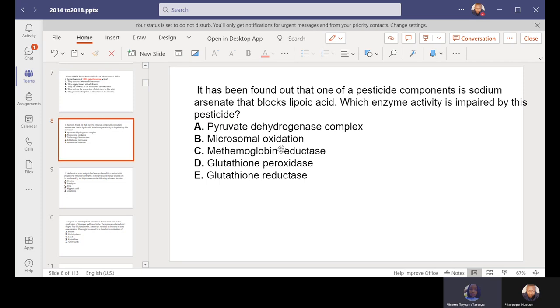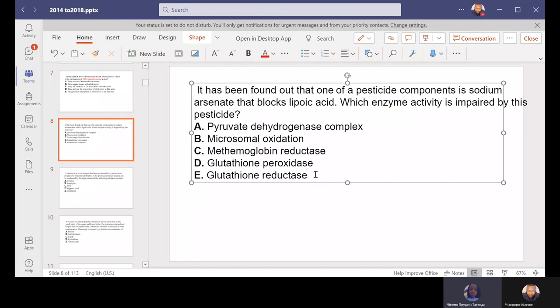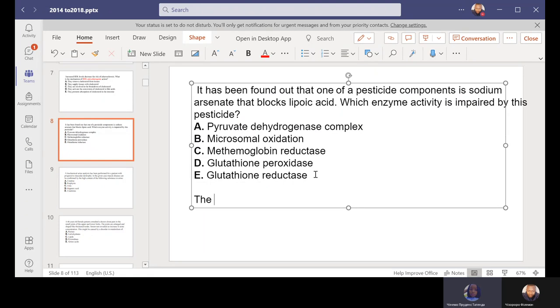It has been found out that one of the pesticide components is sodium arsenate, which blocks lipoic acid. Which enzyme is impaired by this pesticide?